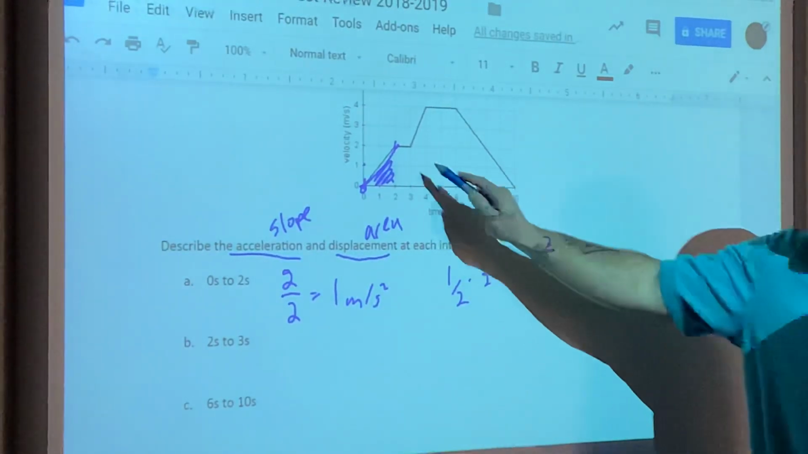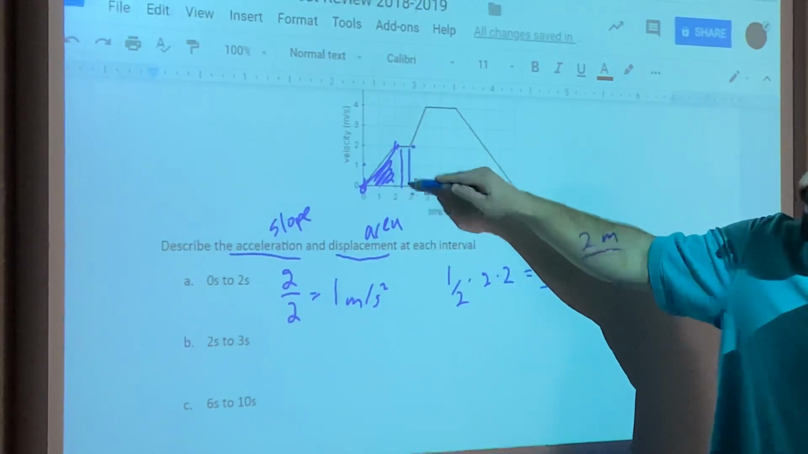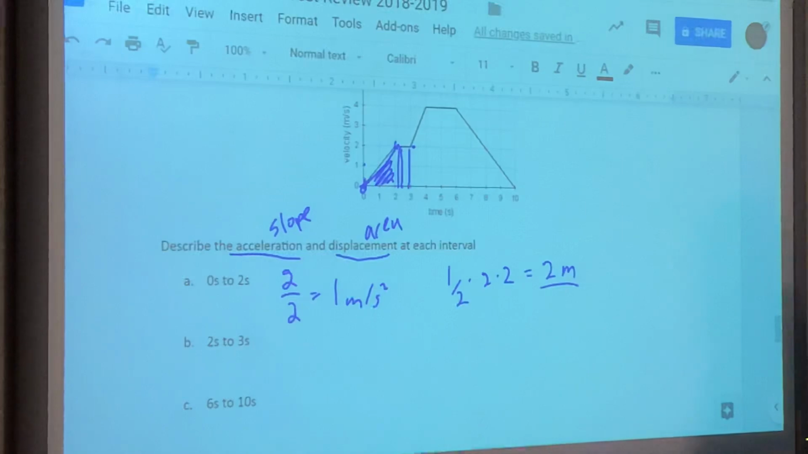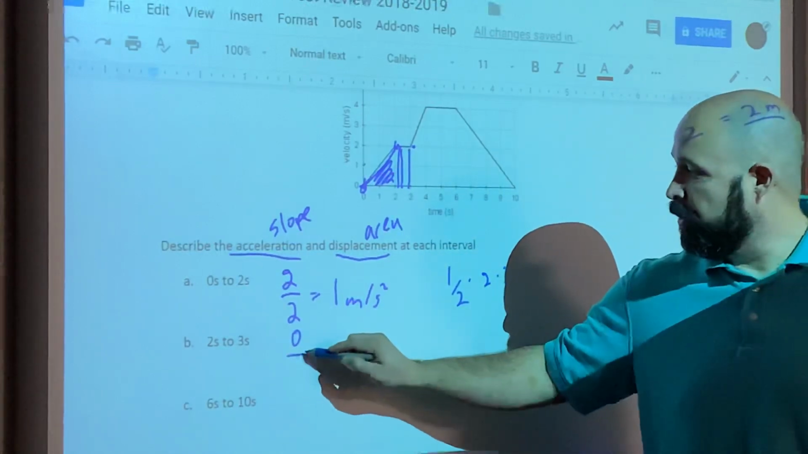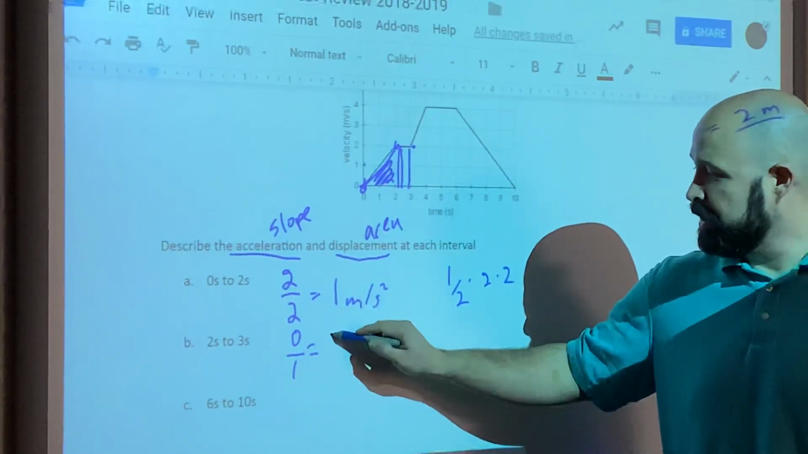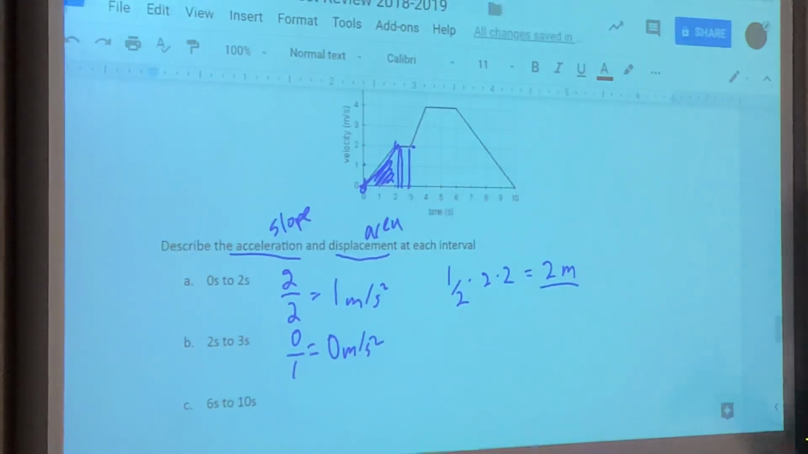From 2 to 3 seconds, from right here to right here, well, this part right here is a rectangle. It's not a triangle, right? And there's 0 slope, it's flat. So we're gonna end up with 0 over 1 for the acceleration, that's 0. It wasn't getting faster or slower. It was just staying the same speed.